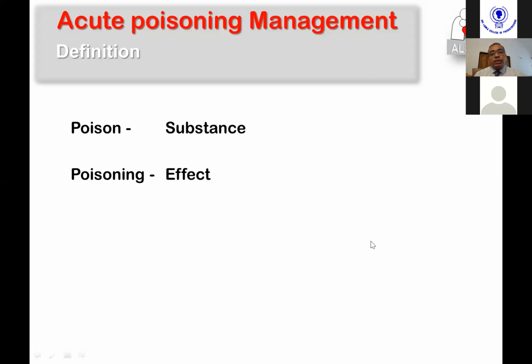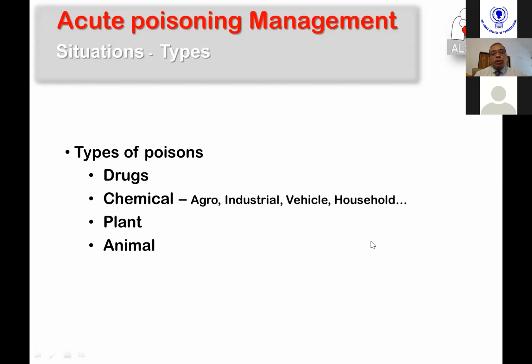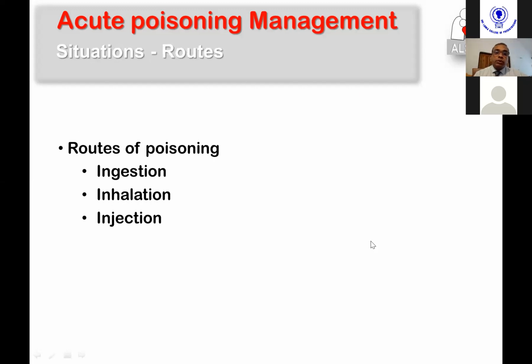So when a child presents with poisoning, there are various types of poisons that children are exposed to. Pharmaceutical agents, chemicals like agrochemicals, industrial chemicals, vehicle-related chemicals, household chemicals, plants, and animal products are some of those. These poisons can enter the body in various ways. Ingestion is the commonest mode of poisoning in children, but inhalation and sometimes surface contact, either skin or mucous membrane contact, or injection of poison, like in snake bites and insect bites, are some of the routes of poisoning in children.